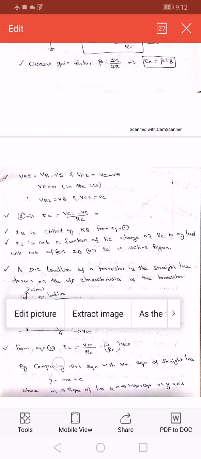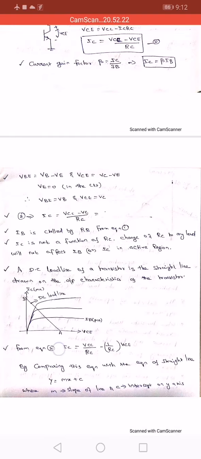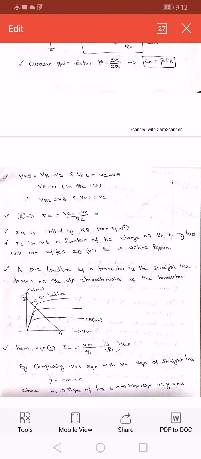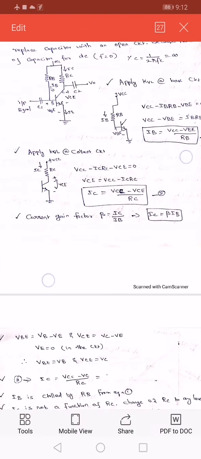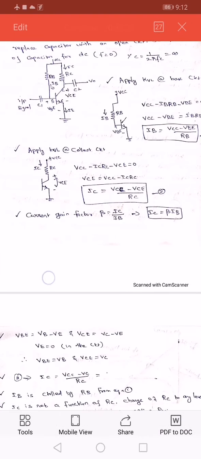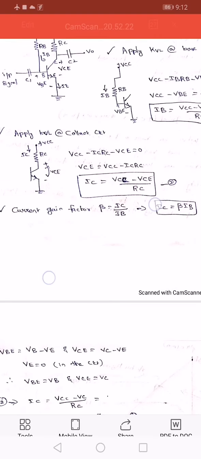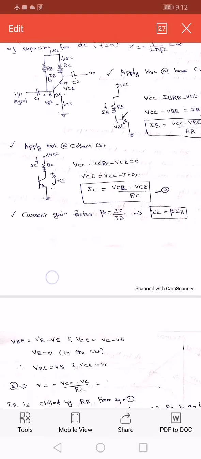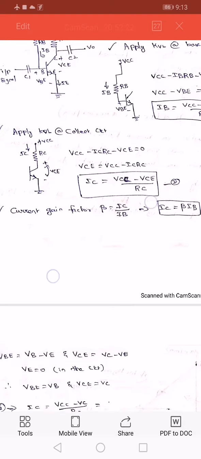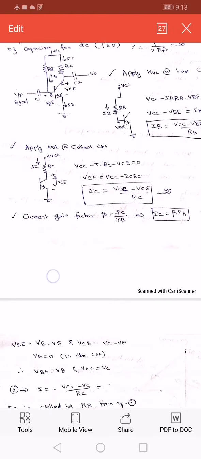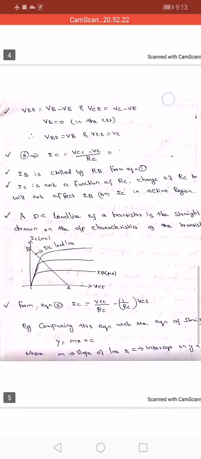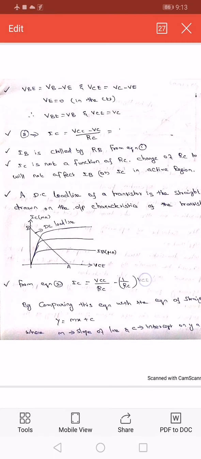So it will not affect the base current or collector current in the active region. Is it clear? In equation 1, the base current is dependent on base resistance. But in equation 2, the collector current is not dependent on collector resistance. But we have a relation with base current and collector current. So IC is not a function of RC. For any value of RC, it is not going to change the value of base current or collector current in an active region. Is it clear?